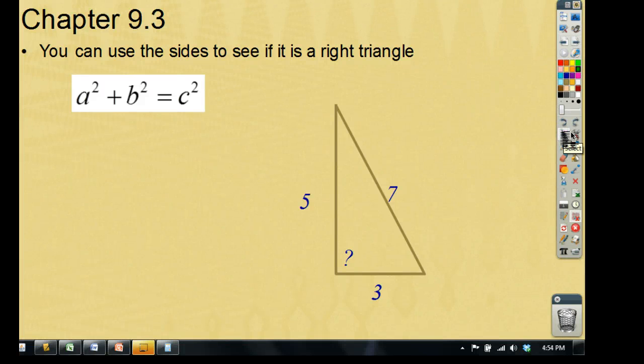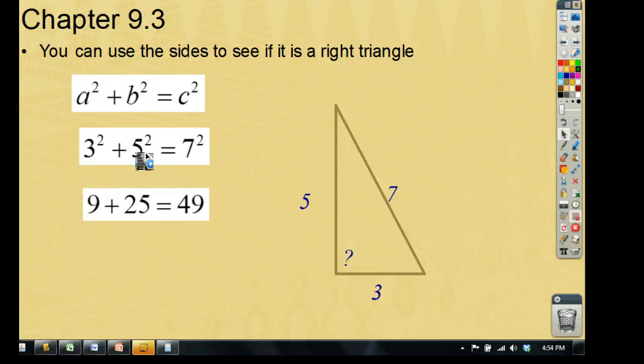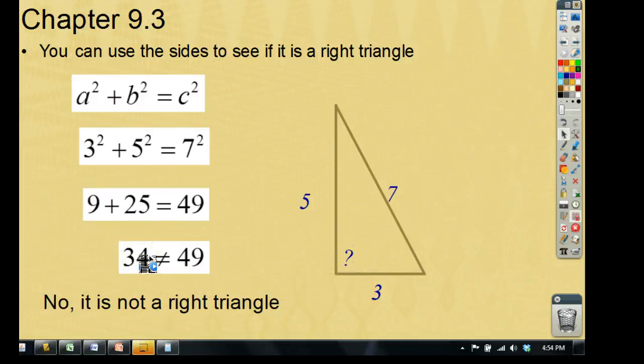Hopefully when you went through there you said, is this a right triangle? So we're going to plug in the sides. Again, I have to do 3 squared plus 5 squared. If it equals 7 squared, then it's a right triangle. If it doesn't work, like this one, because 9 plus 25 is 34, that means that this angle here is not a 90-degree angle, so this is not a right triangle. So you can use the Pythagorean theorem to prove whether or not something is a right triangle, or you can use it to find a missing side if you know that it is a right triangle. So that's really the basics of this.